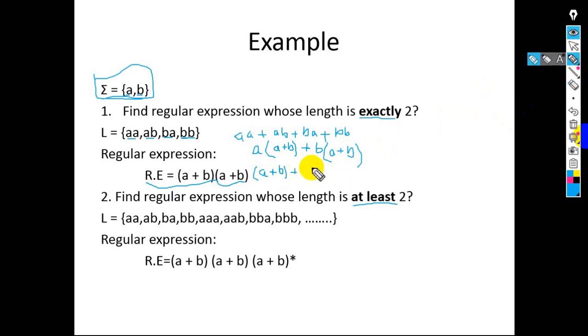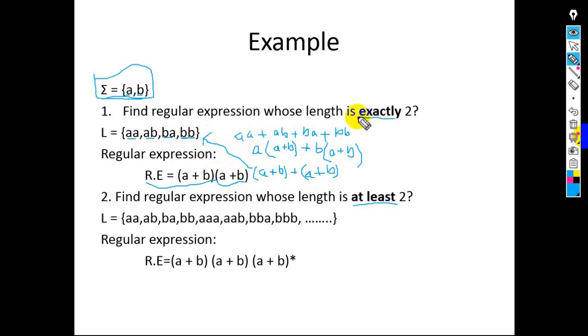So here when I take the common factor, A will remain plus B will remain. So what does it mean? It means that this is the regular expression for this statement. When you multiply these two, it will give you the same result which is in this set. So this was the regular expression for this language.